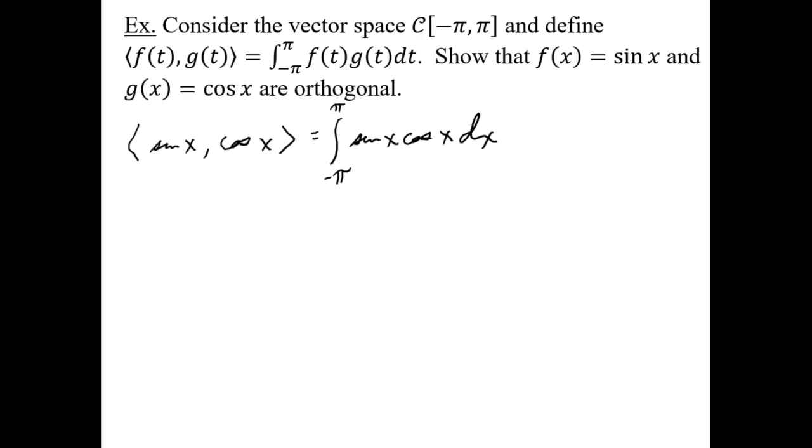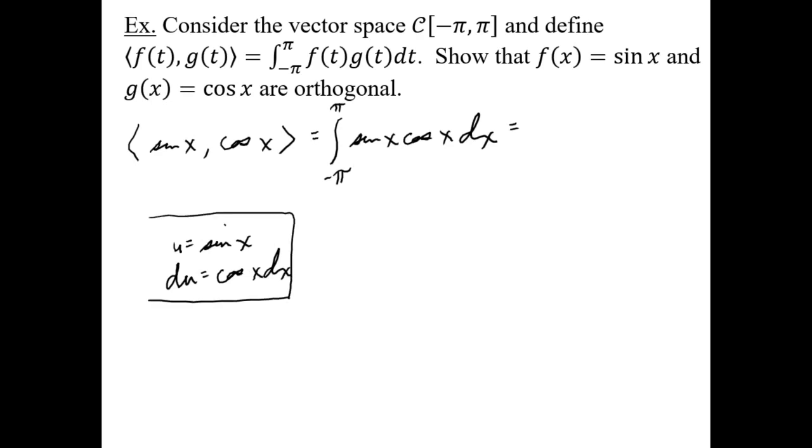To evaluate this, I want to remind you that there are actually a few ways to do this problem, but probably the quickest is to do u substitution. Let u equal sine x. And so then du would become cosine x dx. I'm not going to write out all the work for the substitution, but what we're going to find is that the antiderivative is 1/2 sine squared x, and we're evaluating that from negative pi to pi.